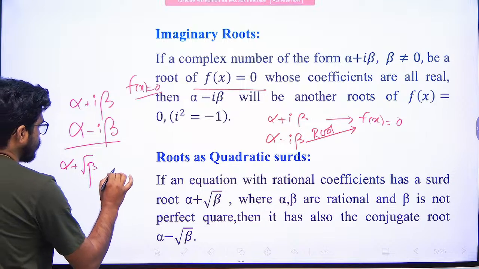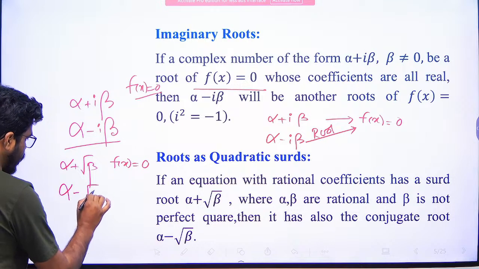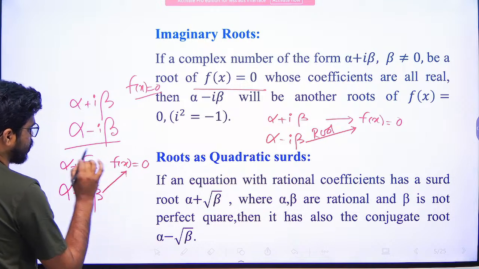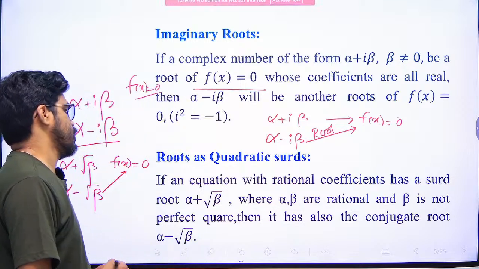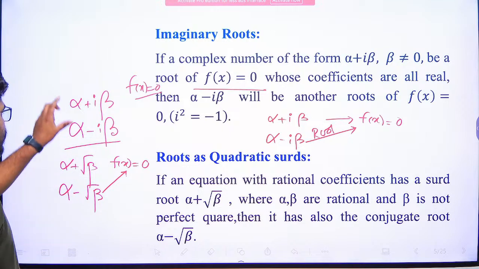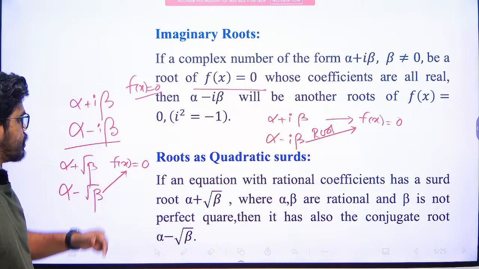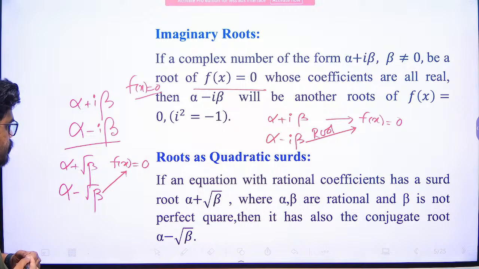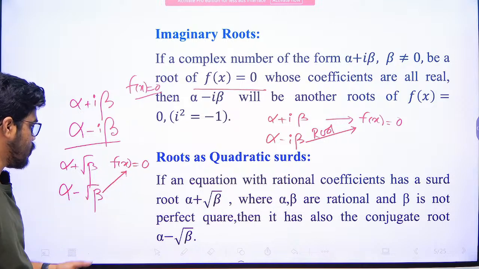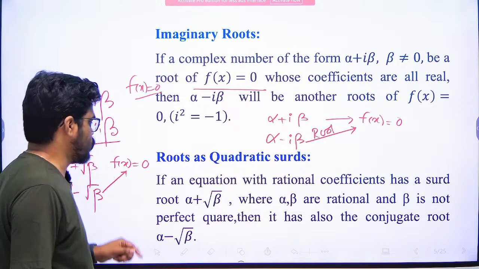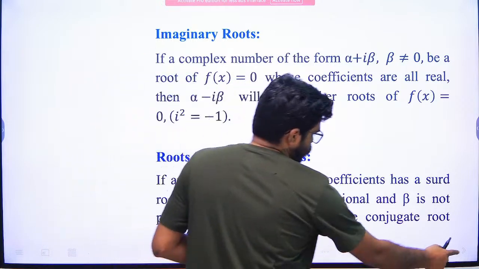Similarly, if alpha plus root beta is a root of the equation f(x) is equal to 0, then alpha minus root beta is also a root of this equation. So these two are very important. If alpha plus i beta is a root of the equation f(x) is equal to 0, then alpha minus i beta will be another root. And if alpha plus root beta is a root of the equation, then alpha minus root beta will be another root. Based on these two theorems we will discuss problems next.